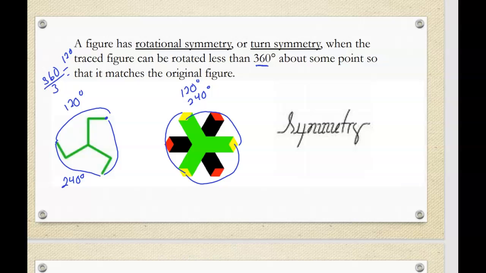Now the word symmetry, I can rotate it from there because notice this point would be here. So this one, I rotate it once, I rotate it twice, so 360 divided by 2 gives me 180. So I can just rotate it 180 degrees.